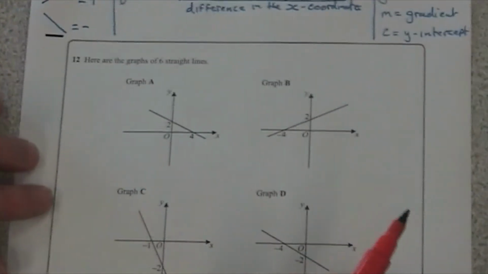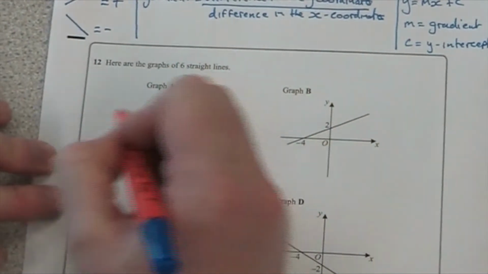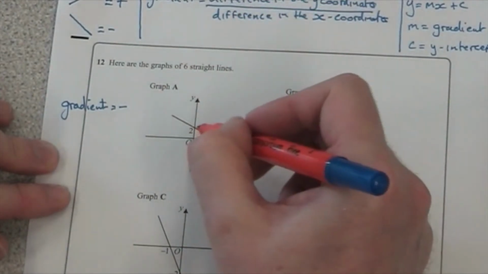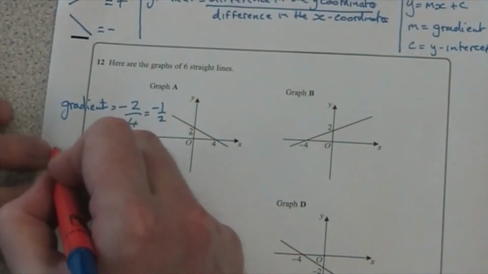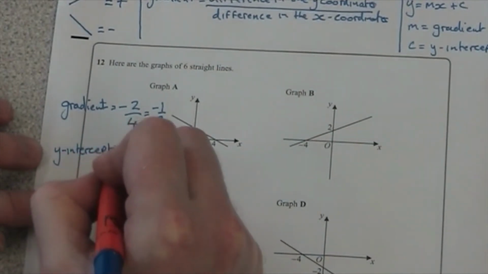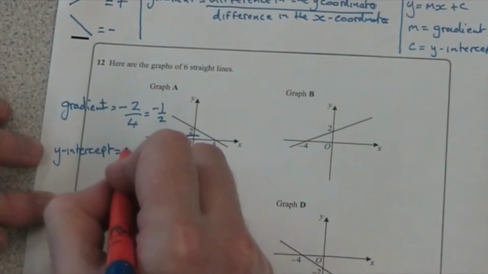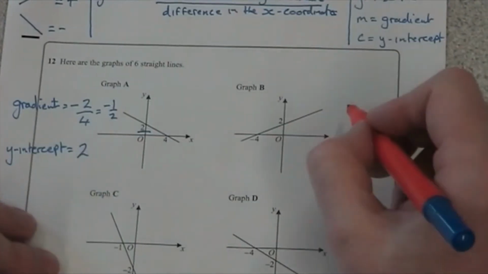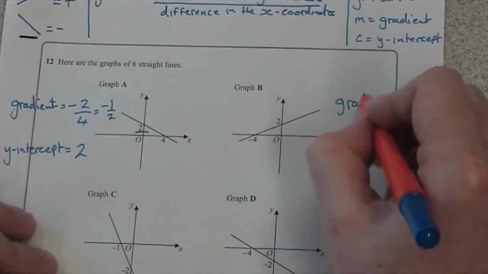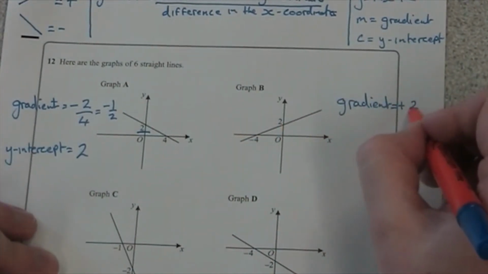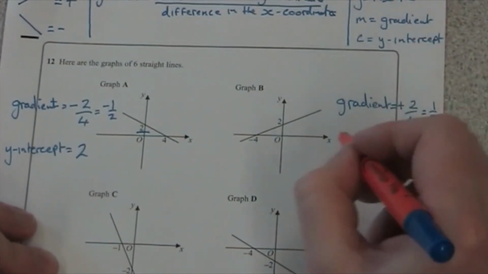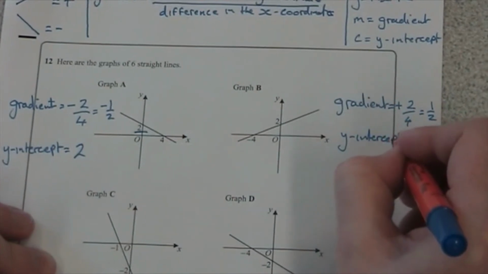Starting with graph A, the gradient of graph A is a negative gradient, and we have 2 over 4 equals minus a half. And our y-intercept equals 2 as well. On graph B, we know that the gradient will be a positive gradient, and it'll be 2 over 4 equals a half. And our y-intercept for this particular graph is 2.